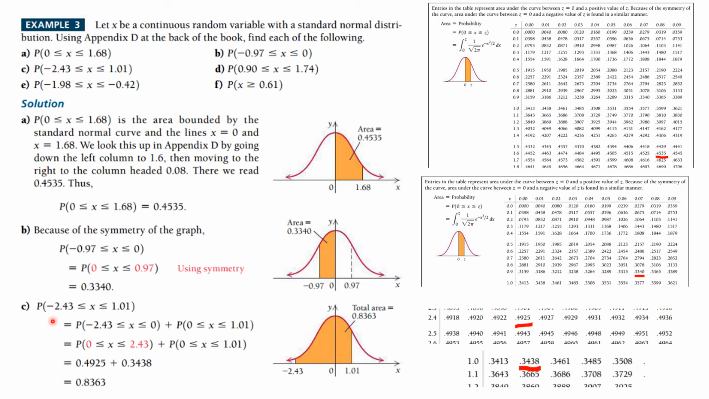In this problem, we're trying to find the probability of this normally distributed x, where x goes from minus 2.43 to 1.01. But you see that's this part and this part. So here I'm going to calculate the area between 0 and 2.43. And I do that, and I get this number. But then I have to add it to the area that I get for 1.01. Here is 1.01 from our table. I add those areas together, and I get 0.8363.